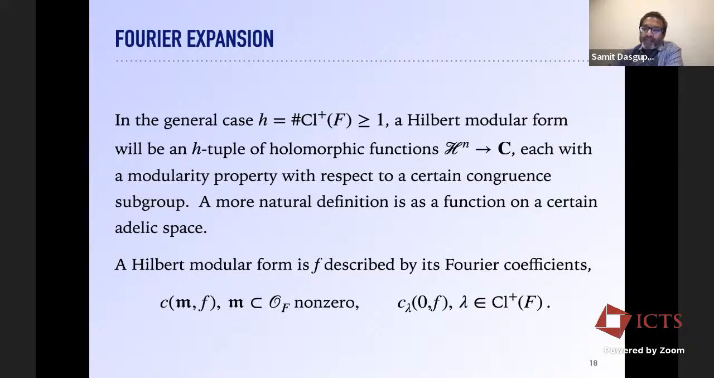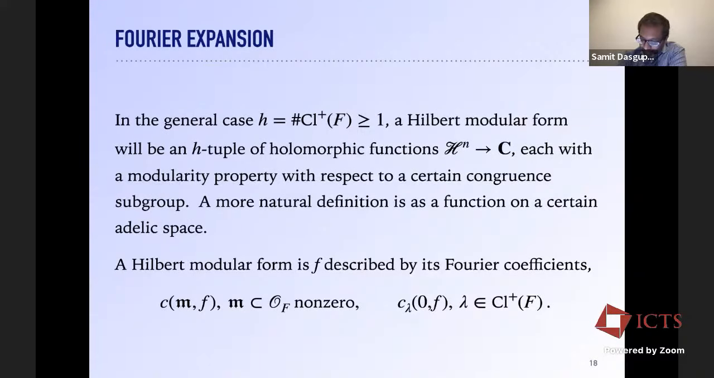Okay, but one thing I want to mention is that a Hilbert modular form is described by its normalized Fourier coefficients, which is just some data which tells you the Fourier expansion of each of these H functions. So there's this H-tuple of functions, which defines your Hilbert modular form. Each of these has a Fourier expansion, and you can package all that information together into a set of what are called normalized Fourier coefficients. And that is the data, for each non-zero integral ideal of F, of some complex number, which you define.